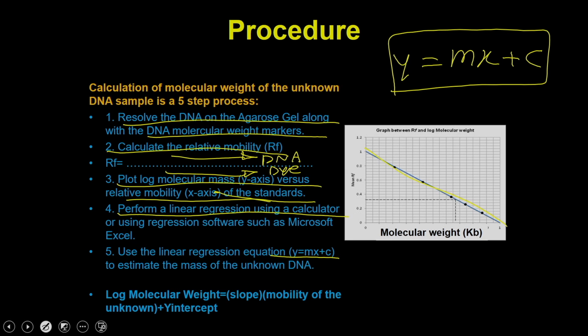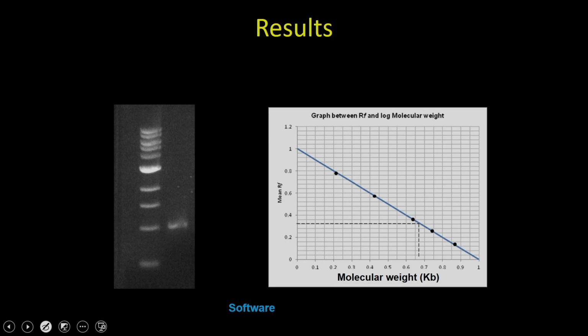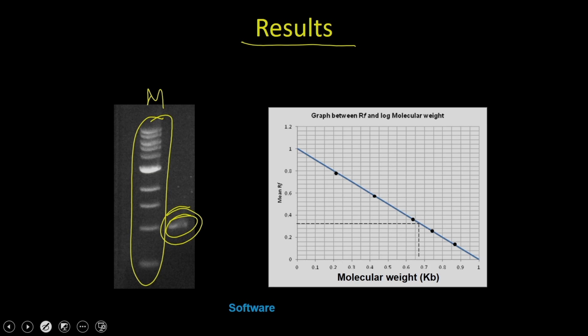That equation can be used to calculate the molecular weight of your unknown sample, which means if I have the RF value of this, I can just go the conventional way with the intercept, calculate the log molecular weight, and then easily calculate the molecular weight by taking the antilog. So, what will be the result? The result in this assay is that you have first run the sample with the molecular weight marker, and this is your sample. So, what you can do is simply calculate the RF value for these molecular weight markers and calculate the molecular weight of your unknown samples.